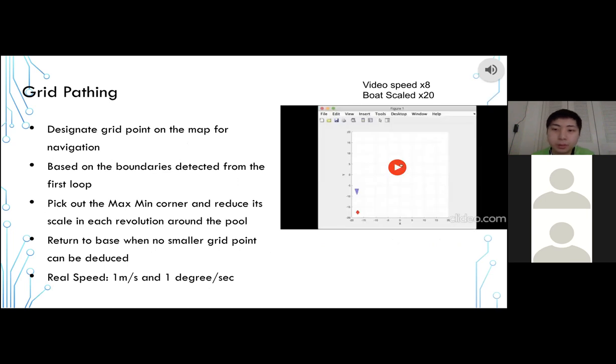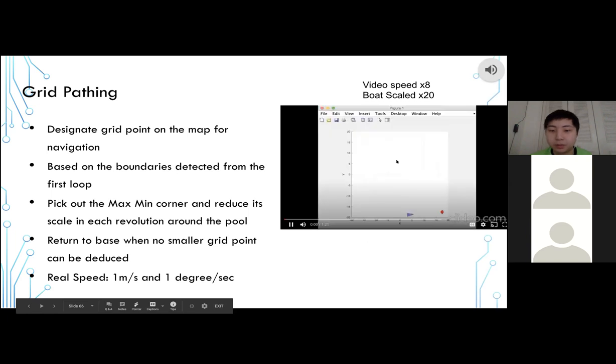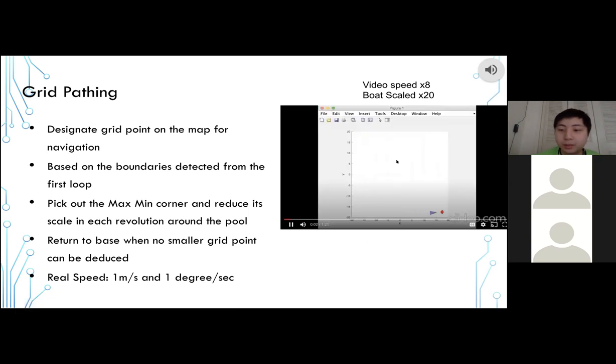Once the loop is over, after mapping out the boundary, we can then use those boundaries to create grids on the map. Those grid points will be used in navigation for the boat so that it can reach the whole map efficiently, providing sufficient data points for the other sensors, such as the oxygen sensor and the temperature sensor.